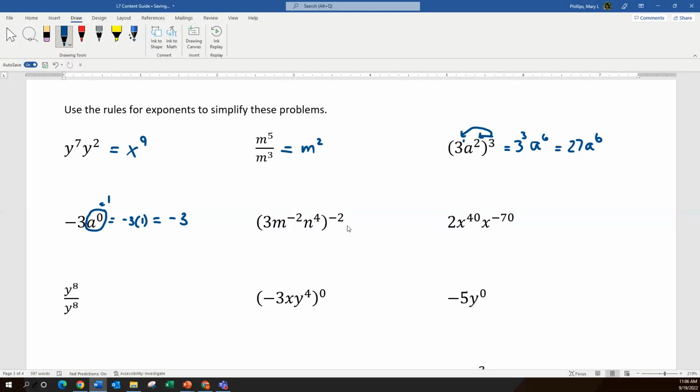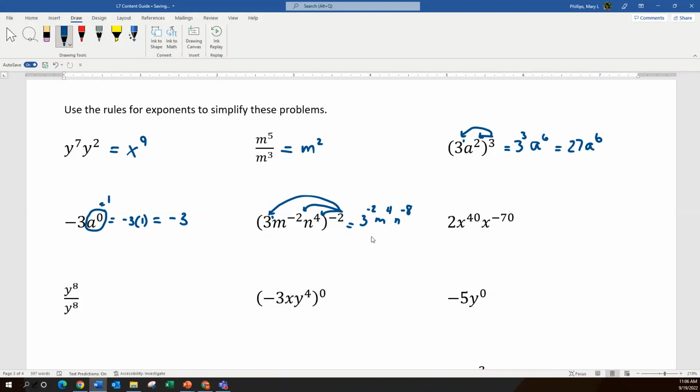Next example, this is like the third example. This exponent of negative 2 applies to every single part, and it gets multiplied not by the number, but by the exponent on each piece. So the 3 has an exponent that we don't write of 1. So when I multiply, I get 3 to the negative 2. M, 2 negatives make it positive 4. N to the negative 8.